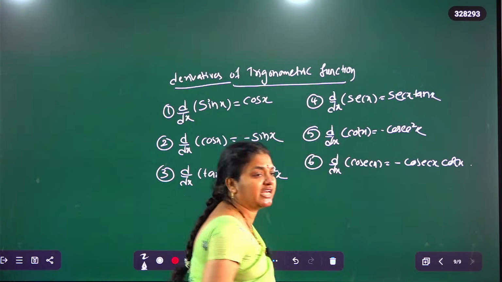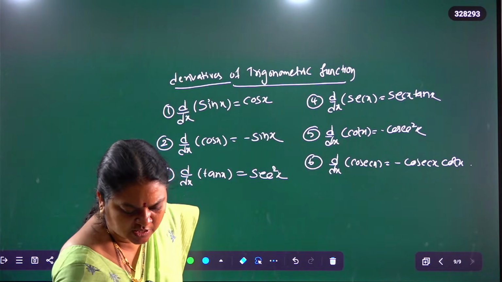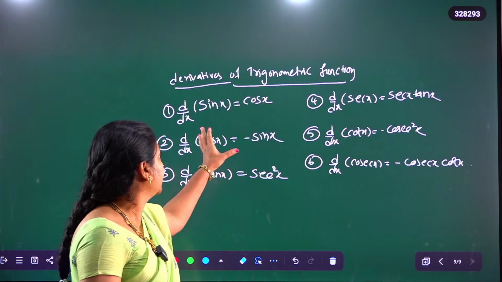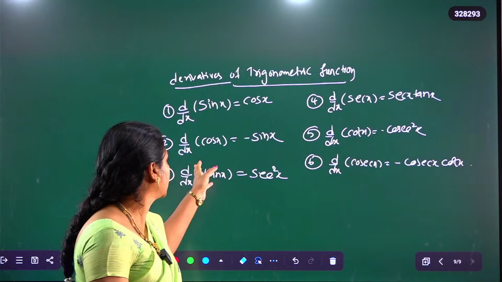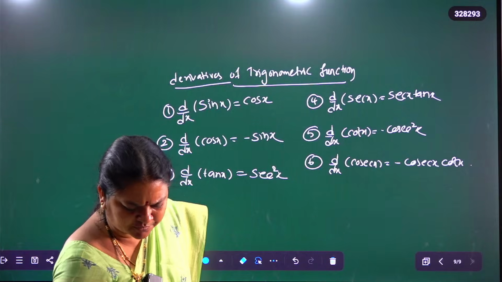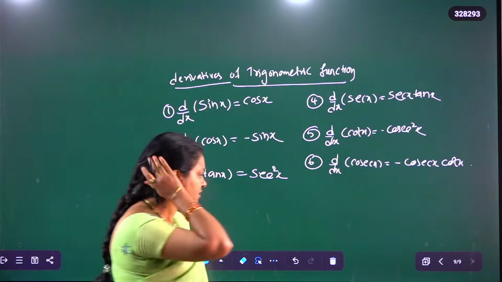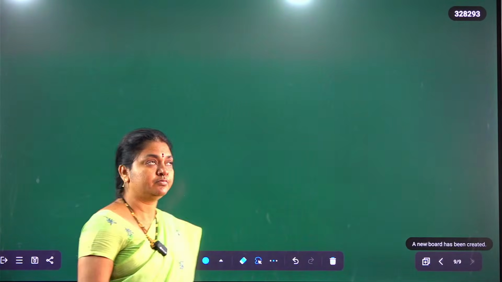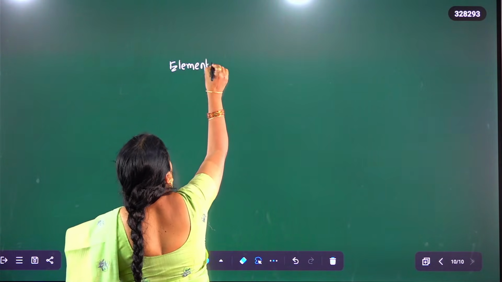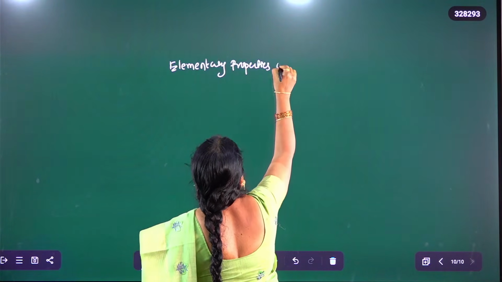These are the trigonometric derivatives that are useful while doing your problems. Now we completed some standard derivative formulas, and also the derivatives of the trigonometric functions: sin x, cos x, tan x, sec x, cot x, and cosec x. Okay, now we'll go for some elementary properties of derivatives, right?